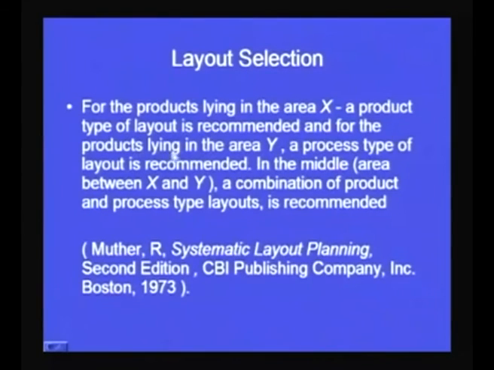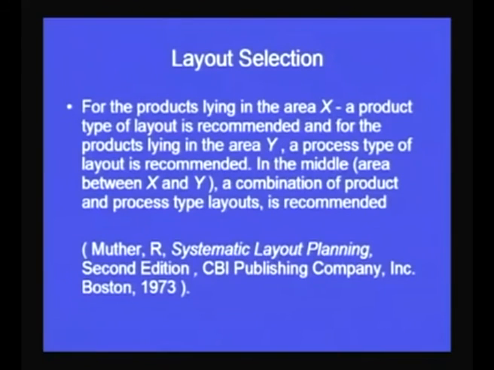And for the products lying in area Y, a process type of layout is recommended. So we can say wherever the volume is less but the variety is more, because in area Y there were 4 different types of products. So wherever the variety is more and the volume is less, a process type of layout is recommended.